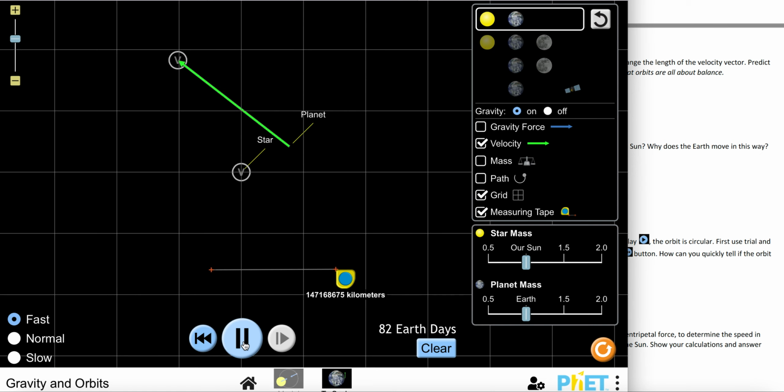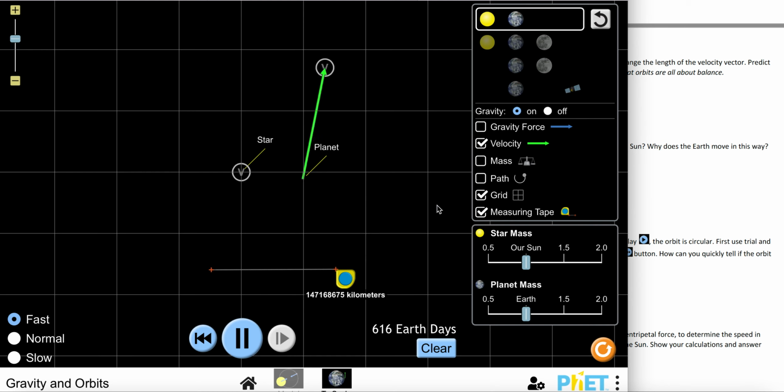Whoa, what was that? Okay, what is going on? Well, I was talking about elliptical orbits. That's an elliptical orbit. See how the velocity vector gets longer? That is indicative of conservation of energy. We have gravitational potential energy getting converted to kinetic energy. So the planet is speeding up, okay? Some planets and comets and such have very elliptical orbits like this, even more so.